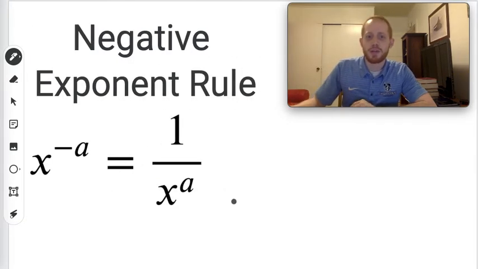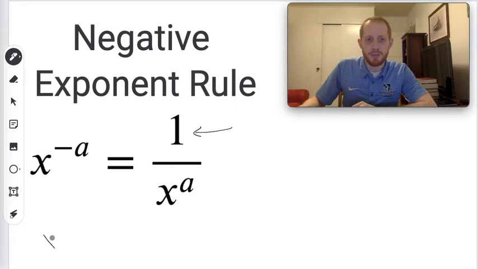The next rule that we're going to talk about is the negative exponent rule. This one states that if your exponent is negative, then you can write it as a positive number in the denominator of the fraction. Once you reach the denominator, you can take your negative exponent and make it into a positive exponent, with 1 always being on top.